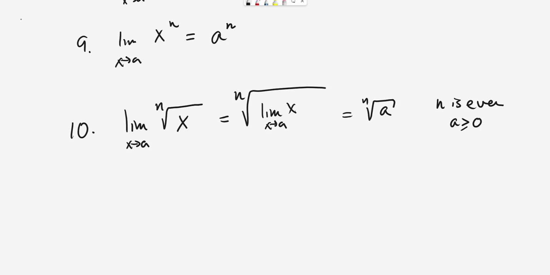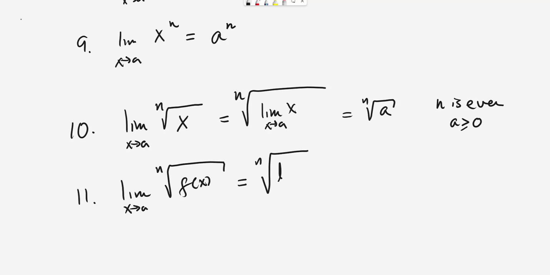We have the same law for a function where we're looking at the limit as x goes to a of the nth root of f of x. And in this case, we will say that that equals the nth root of the limit when x goes to a of f of x. And here, if n is even, we have to make sure that the limit of f of x as x goes to a is greater than 0.